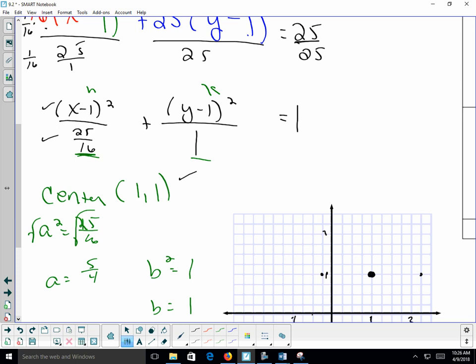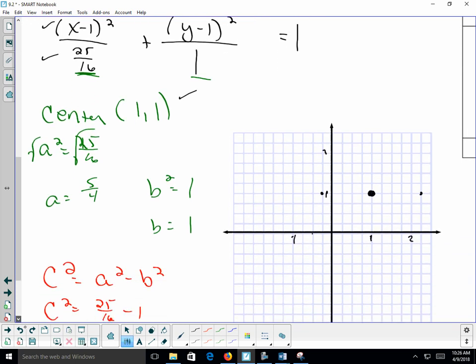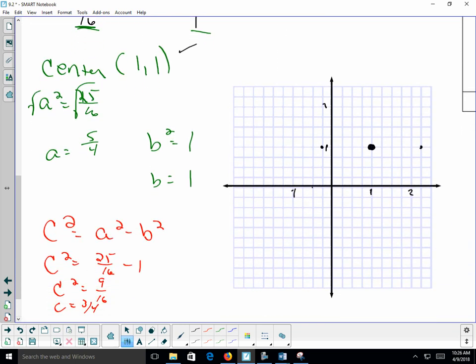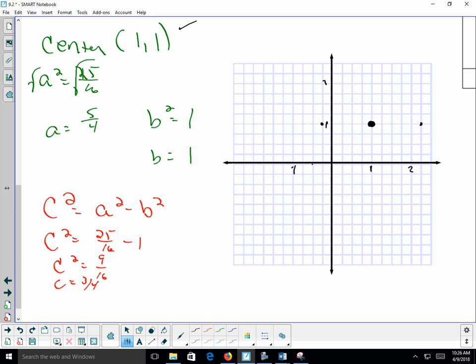To write the ordered pair for my vertices, and I only have to write the one pair, those would be my major vertices, I'm going to take the center 1, 1, and to the x, I'm going to add and subtract 5/4. So you can either write 9/4, 1 for one of the vertices, and then the other one would be -1/4, 1. Or you could do 2 1/4, same thing.